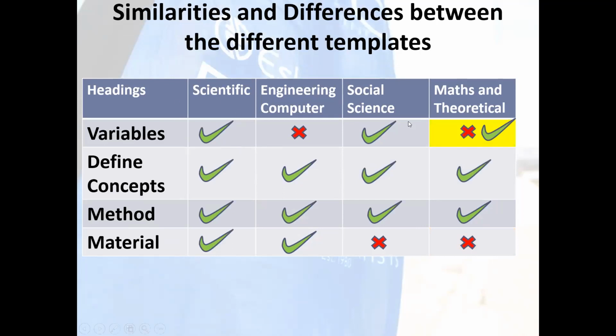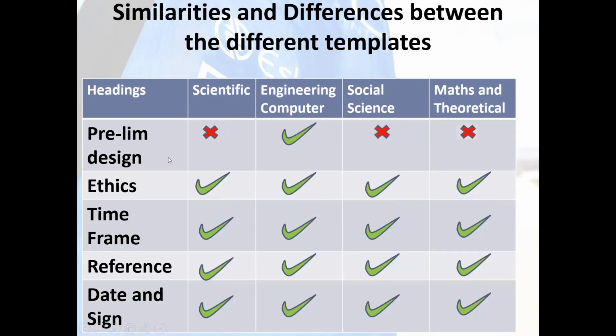Variables. You've got variables in all types of projects with the exception of the engineering, because instead of variables, we have design criteria, your constraints and your specifications. Concepts are defined in all types of projects, method, materials in all types of projects. Prelim designs, you'll find you only need them for the engineering, a design of what your prototype is going to look like, right? All projects will have ethics, timeframes, references, and the rest. Okay, just a quick comparison.